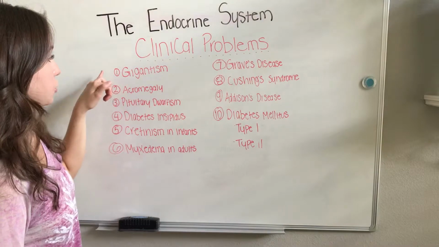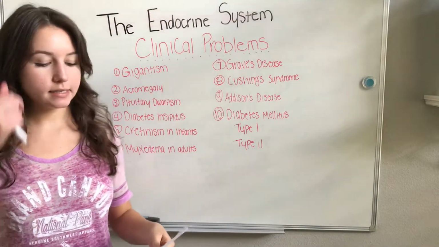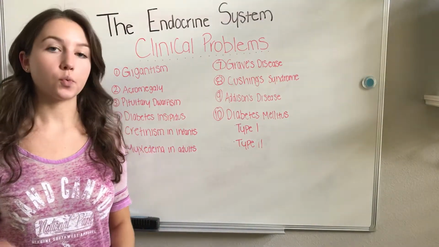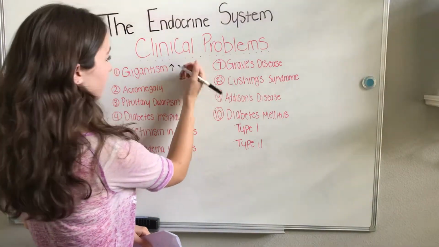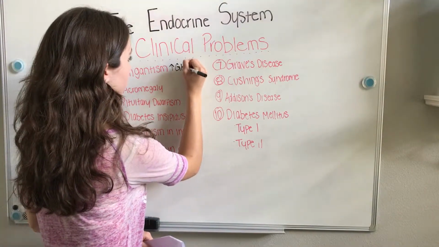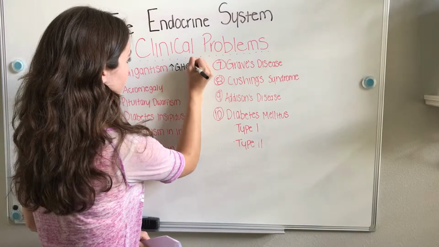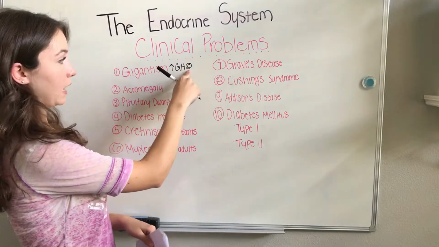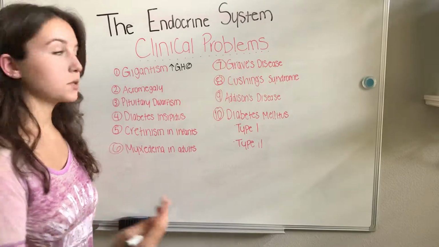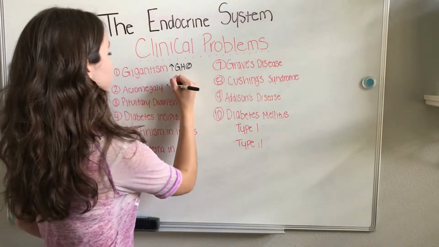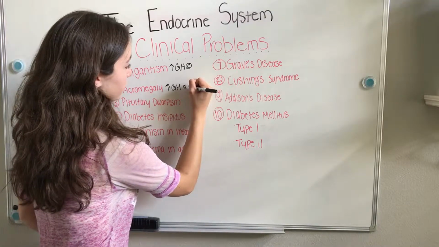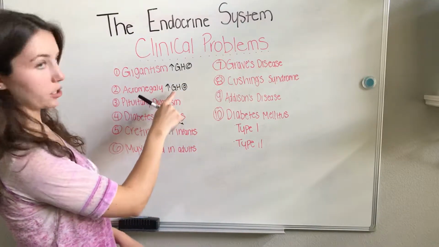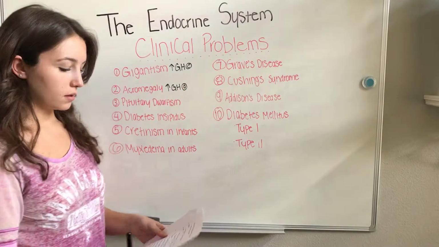So I'm going to start off with gigantism. Gigantism is a hypersecretion of growth hormone as a child. So I'm going to put hypersecretion, up arrow, of growth hormone, and I'm going to put a C. So hypersecretion of growth hormone as a child. And then the next one is acromegaly, which is also hypersecretion of growth hormone, but it's as an adult. So hypersecretion, growth hormone as an adult.